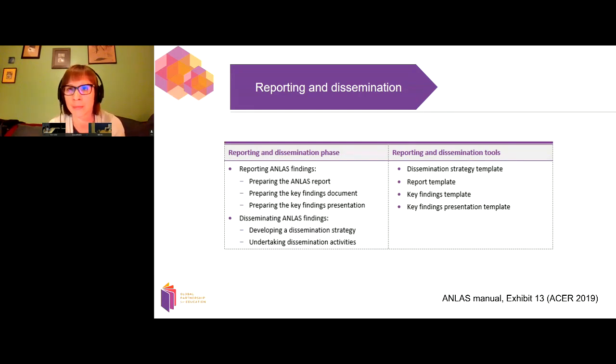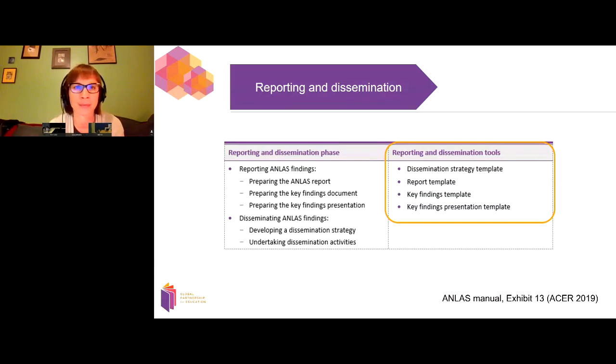Next, please. Here on the right side, you can see the reporting and dissemination tools as well, which include a template for each of the products to be developed and the dissemination strategy. All these dissemination products and the strategy are also designed to be adapted to best fit the local reporting and dissemination needs. And additional products can also be developed by the national team as needed.